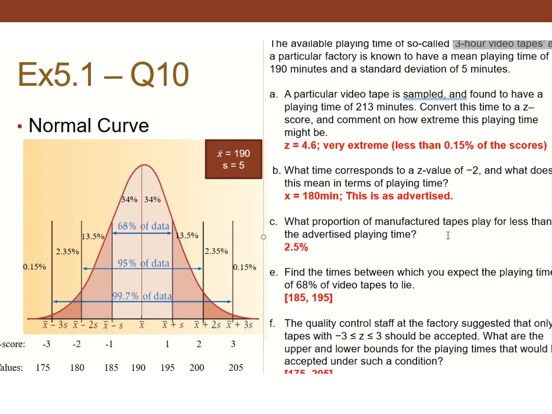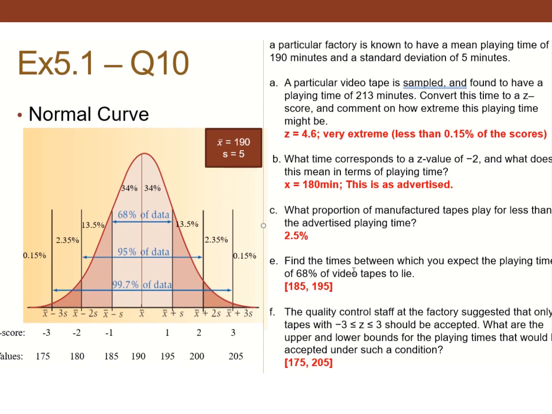All right? What proportion plays less than the advertised playing time? Advertised playing time is 180 minutes. So less than 180 minutes, how many percent? 2.5%. 68%, just write the values down.